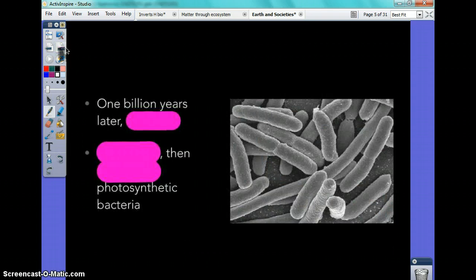Okay, so then a billion years later, what happened? Yeah, life began. So what were the first organisms? Yeah, prokaryotes, and then eukaryotes, which were photosynthetic bacteria. So I just have a picture of bacteria.